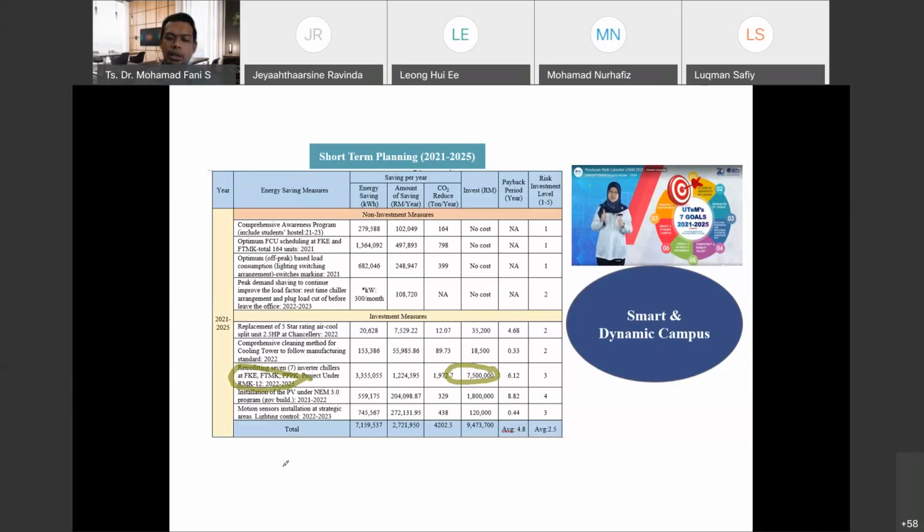So under the project RMK 2012, this one we have received good news from the ministry that we have this budget after this. So inshallah, this project will continue our commitment to make this campus more smart and dynamic for the future.